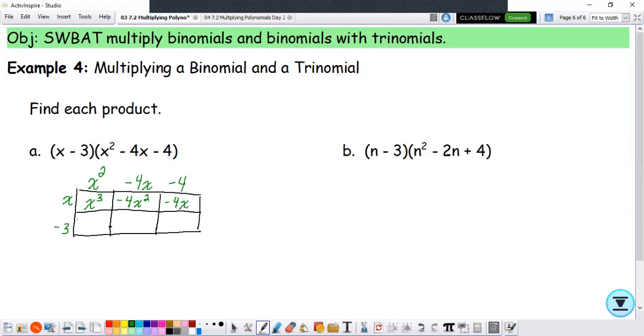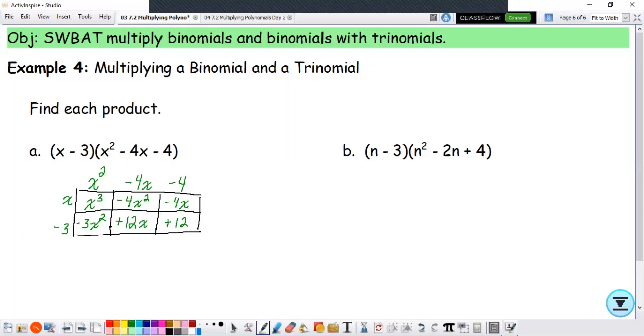The bottom left section is negative 3 by x squared, so negative 3x squared. The middle on the bottom is negative 3 by negative 4x. Negative times negative becomes a positive. 3 times 4x is 12x. And the bottom right becomes negative 3 times negative 4, or a positive 12.